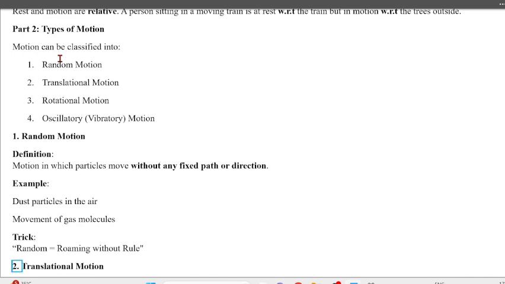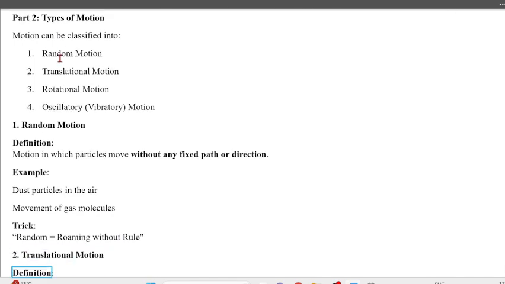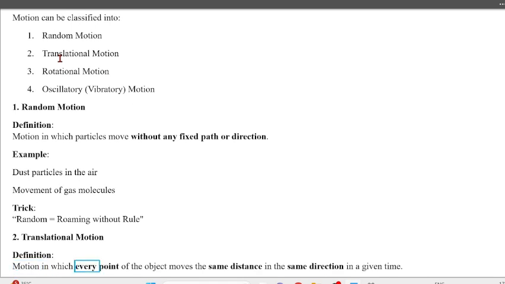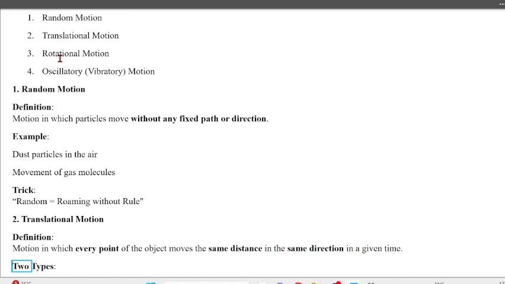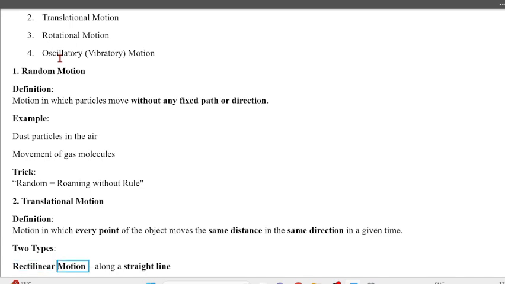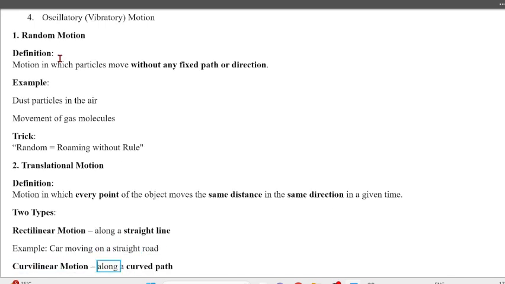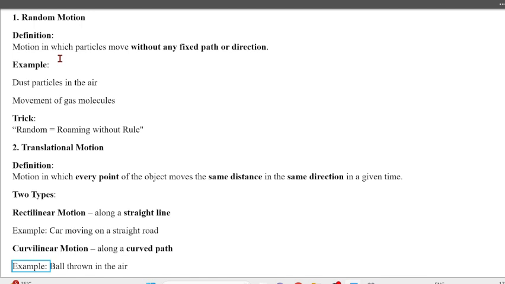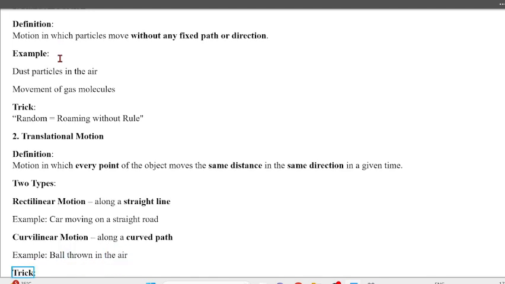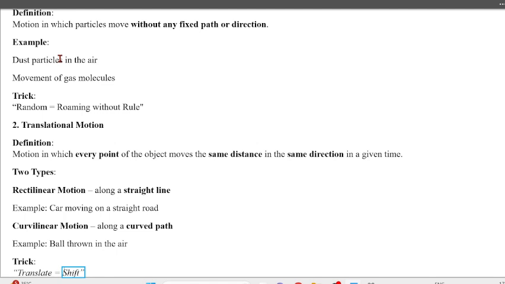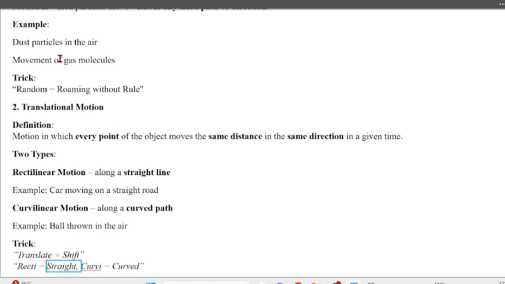2. Translational motion. Definition: motion in which every point of the object moves the same distance in the same direction in a given time. 2 types: rectilinear motion along a straight line. Example: car moving on a straight road. Curvilinear motion along a curved path. Example: ball thrown in the air. Trick: translate is equal to shift, recti is equal to straight, curvy is equal to curved.